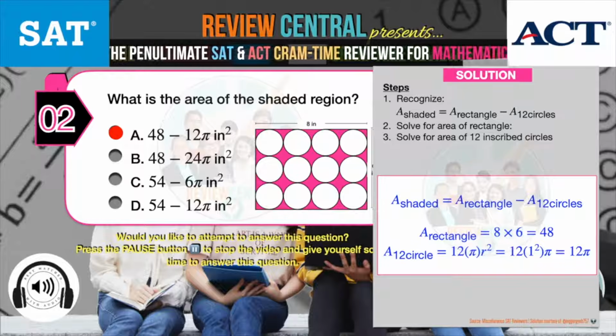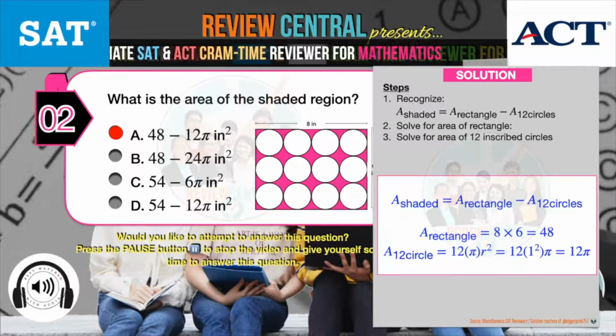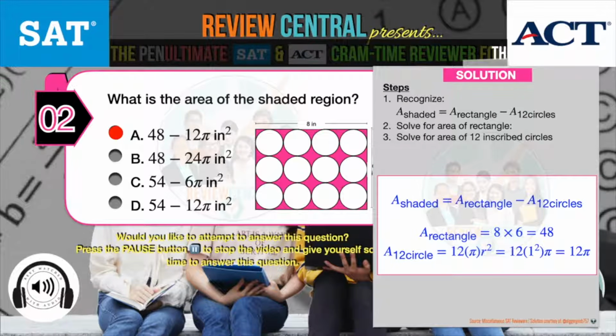The 2-inch diameter is also validated by the fact that the length of the rectangle is 8 inches and there are 4 circles side by side from left to right. With the diameter of each circle being 2 inches, the radius of each circle must be 1 inch.